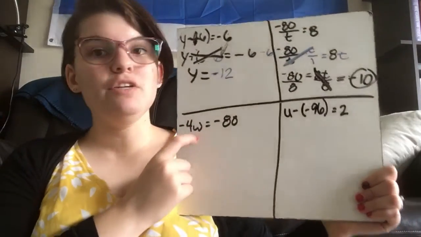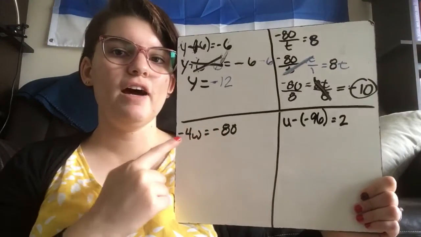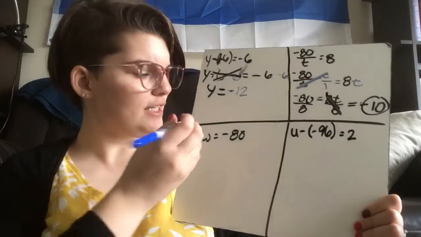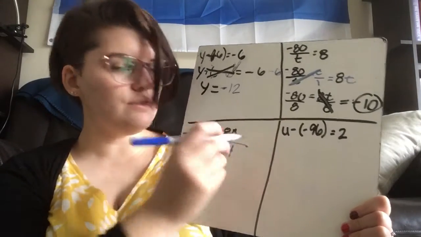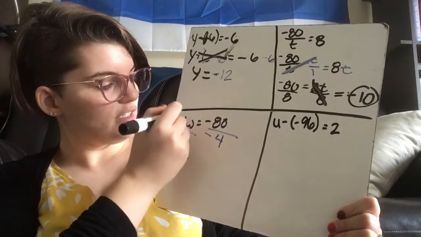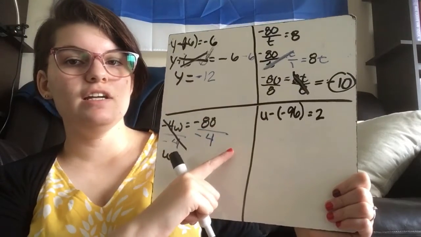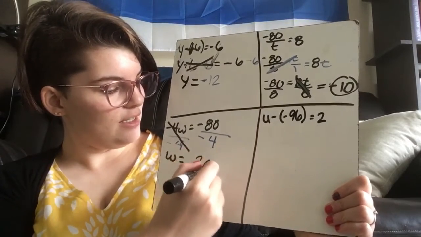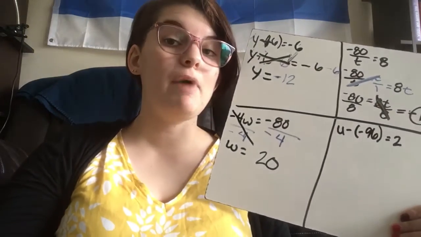All right, number 3, you have multiplication. So in order to get this w alone, if I have negative 4 times w, what do I have to do? I have to divide by negative 4. Whatever you do to one side, you do to the other. Okay? So now I am left with w, because these two negatives cancel each other out. I have negative 80 divided by negative 4. 80 divided by 4 is 20. And two negatives mean that your answer is positive. So your answer is going to be positive 20.